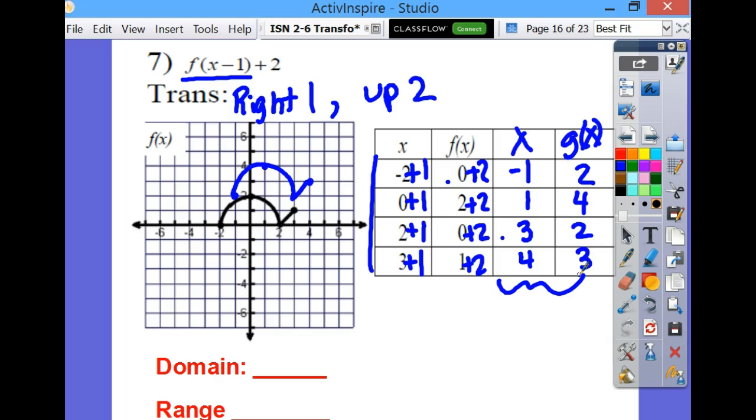What is my domain for this graph? Let's see. The domain is from here to here. This is my bottom point. This would be my top point.